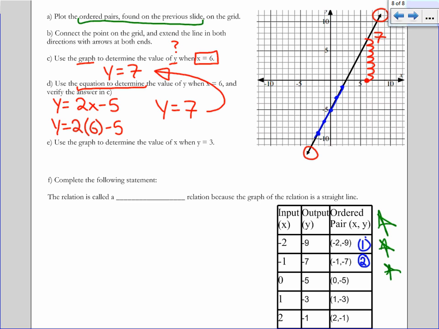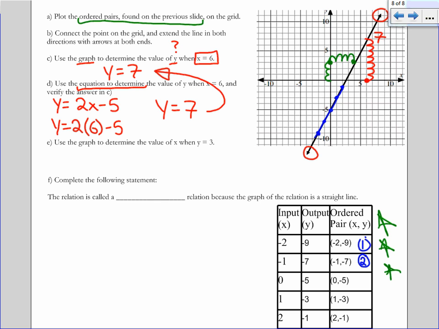E, use the graph to determine the value of x when y equals 3. So it's the same thing now, except we're going to work in reverse. And we're going to figure out where y is 3. So y is 3 up here. 1, 2, 3. And instead of moving up or down, we need to move left or right because we're looking for an x value. And how far right would we have to move to land on our graph? Well, we would have to move 1, 2, 3, 4 spots to the right to be able to land on our graph, meaning that x would equal 4 if y equaled 3.